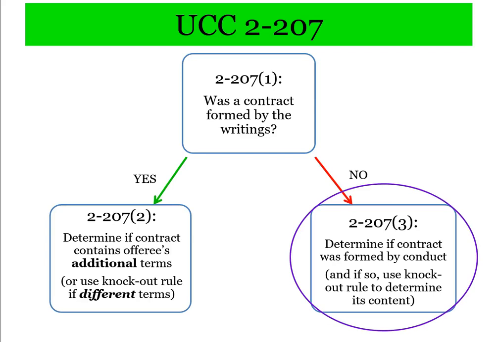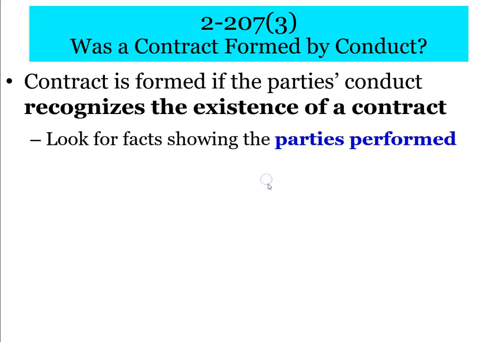If either of those things happen, we have an offer and a counteroffer but no acceptance. Either party can walk away at that point and no contract is formed. But in many cases, the parties go ahead and start performance anyway. If that happens, subsection 3 tells us that a contract is created based on the parties' conduct if they perform.